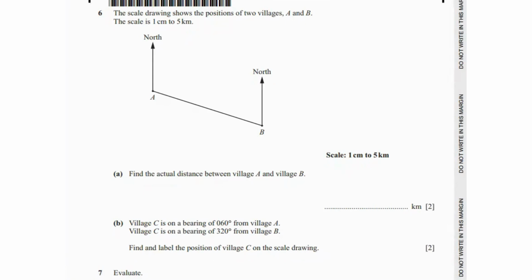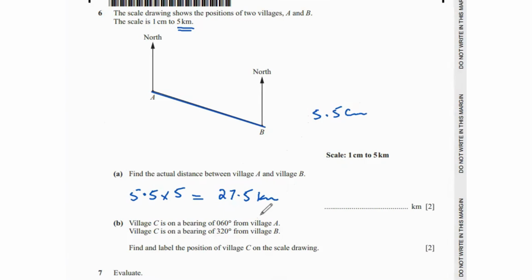So for these type of questions, what we do is, using a ruler, we measure the distance between A and B. And whatever distance we get, we will times that by 5 kilometers to find the actual distance. So let's say between A and B, the distance is 5.5 centimeters. So what you would do is multiply 5.5 with 5, and that will give you the actual distance, which based on this would be 27.5 kilometers.